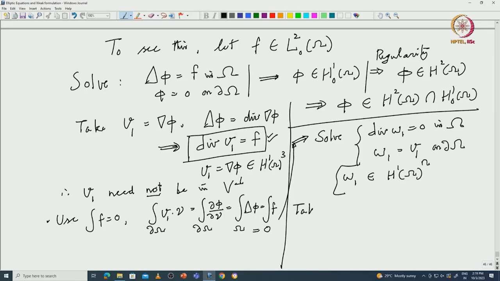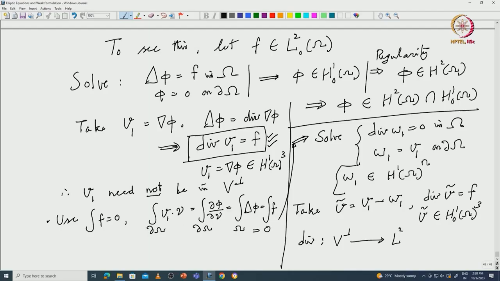Now you take V tilde equal to V1 minus W1, because you are only adding a divergence free vector, and you get the divergence of V tilde equal to f, and V tilde is in H1 naught of omega. So you can make that zero boundary condition by subtracting, because to V1 you can always add a divergence free vector so that you get this equation without changing the divergence. Okay. And that way you can view the map from divergence free vectors to L2 naught as an onto isomorphism.